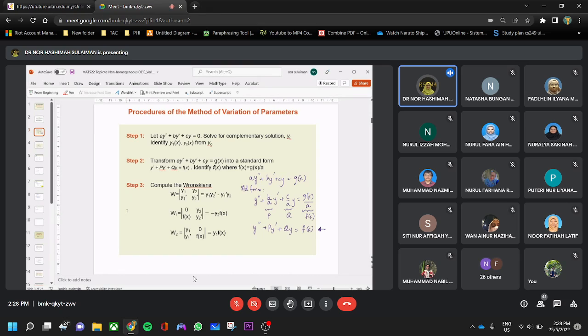Okay, by having the standard form, you can extract kita punya f tu nanti, right? Sebab f akan digunakan untuk mencari Wronskian. Okay, so the next step is to compute the Wronskian. Pernah dengar kan Wronskian sebelum ni? Nama pakcik siapa lah Wronskian ni kan? Wronskian nama mathematician, right?